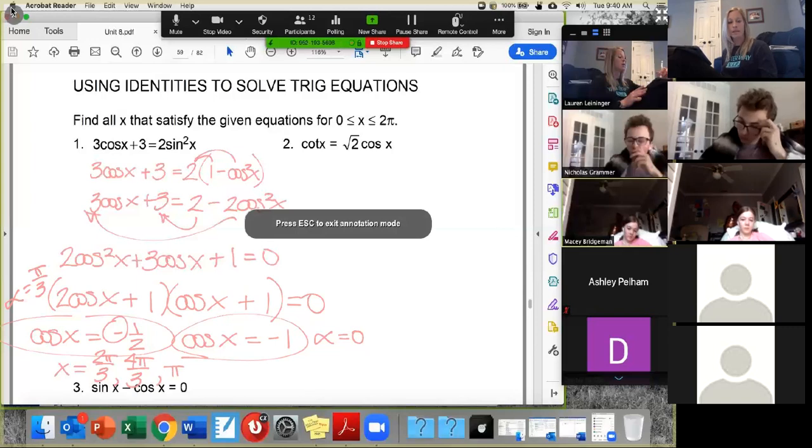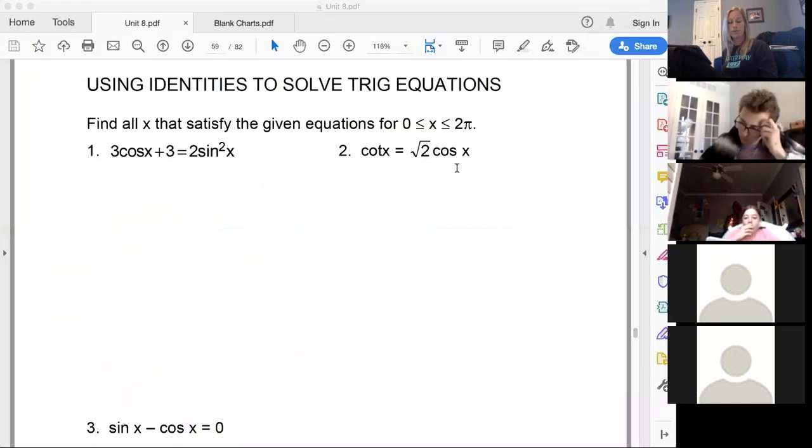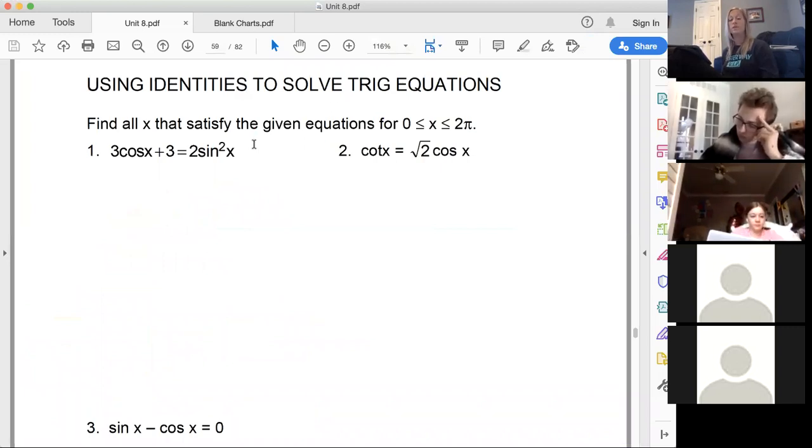Last 2 questions we want to talk about. Question 2. Right now question 2 doesn't look anything like question 1. I need to be able to solve this. Considering we've been doing factoring, any thoughts that we could start with on question 2?